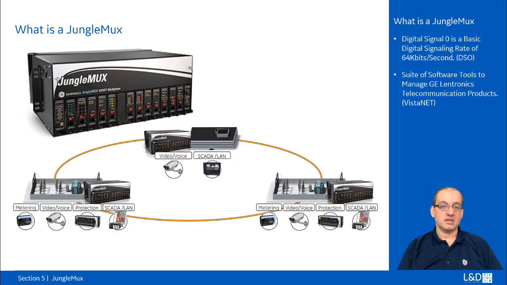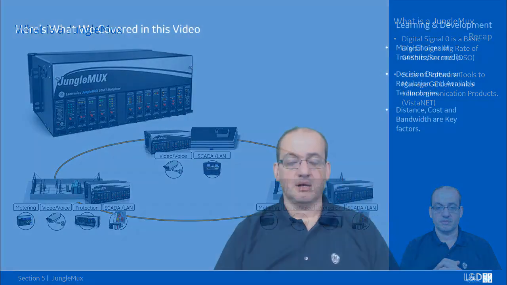DS0, a digital signal zero, is a basic digital signal rate of 64 kilobits per second. And by the way, VistaNet is a suite of software tools that manage the GE Electronics telecommunication system.